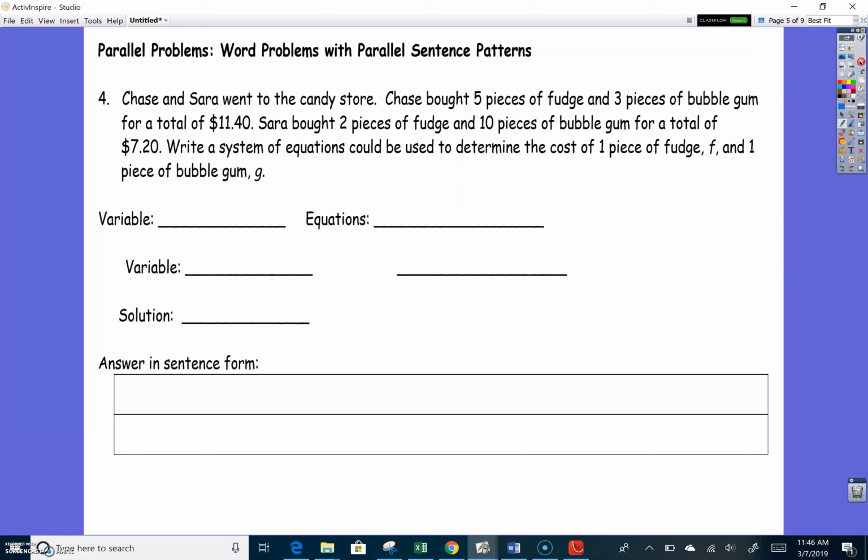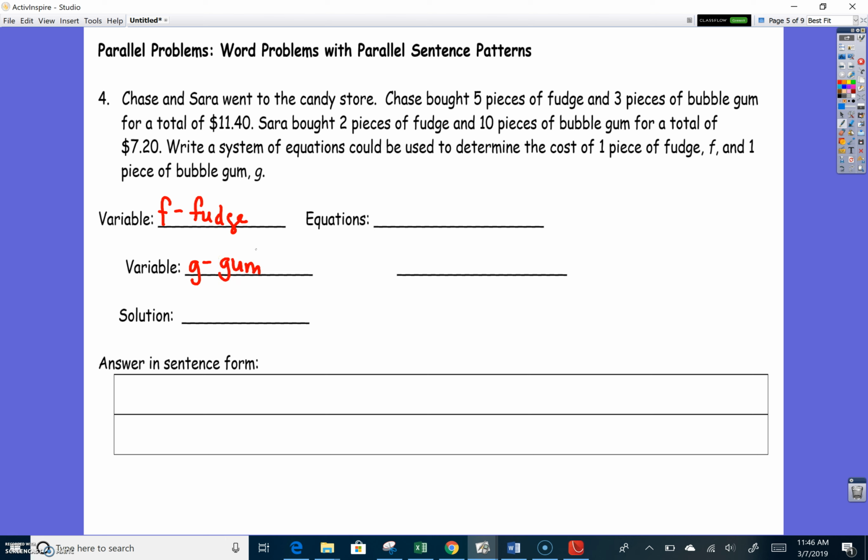Chase and Sarah went to the candy store. Chase bought 5 pieces of fudge and 3 pieces of bubblegum for a total of $11.40. Sarah bought 2 pieces of fudge and 10 pieces of bubblegum for a total of $7.20. Write a system of equations that could be used to determine the cost of 1 piece of fudge. They use F for fudge. They tell you the variable here. F is for fudge. And G is for gum.